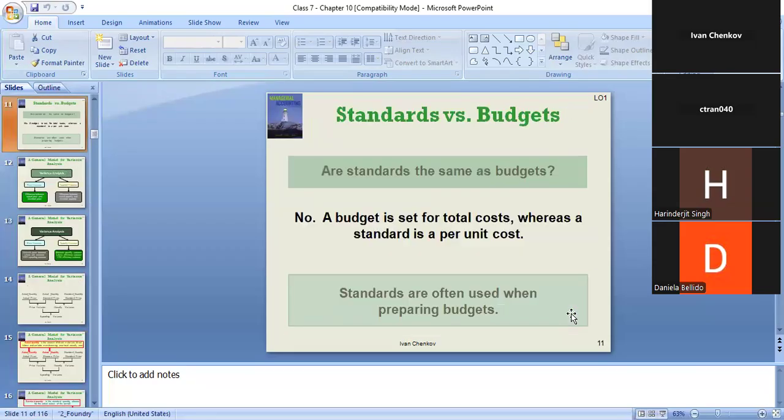So next question: is the standard the same as a budget? Absolutely not. But can we use the standard to set up the budget? Yes, we can.